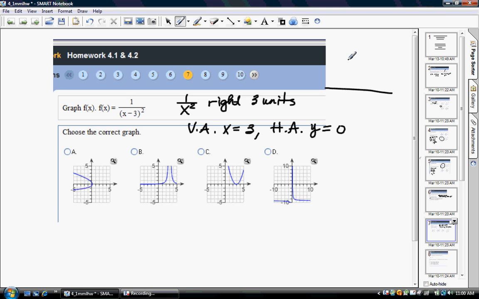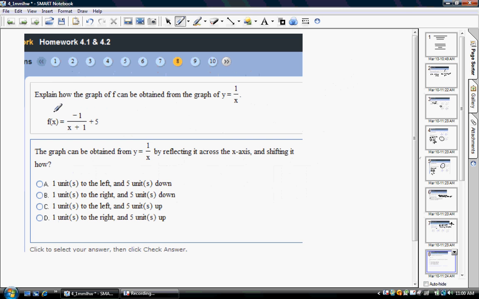And then remember 1 over x squared has that basic shape of this. So we're looking for that basic shape just moved over 3 units to the right, and that would be B.